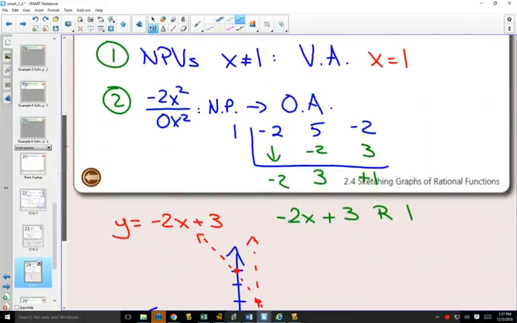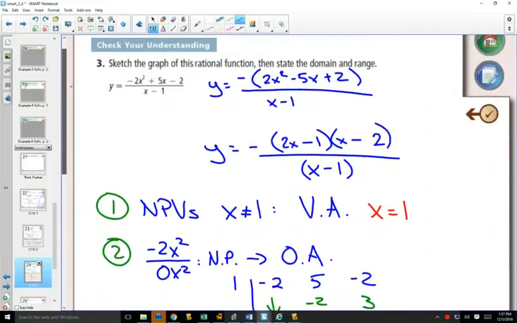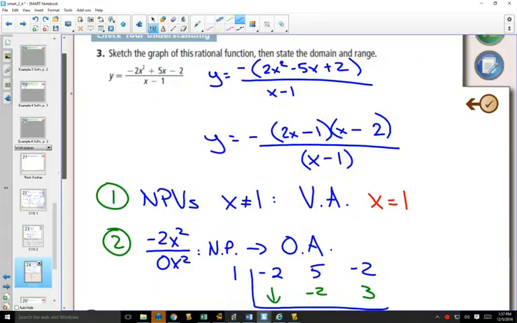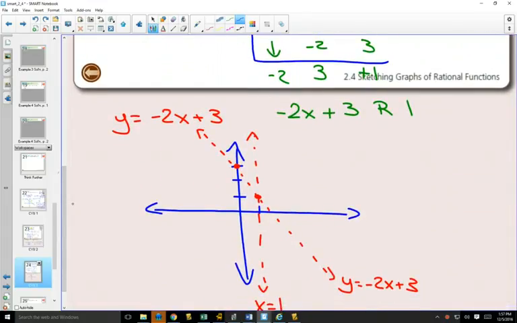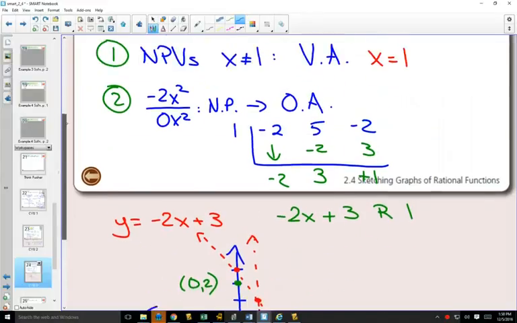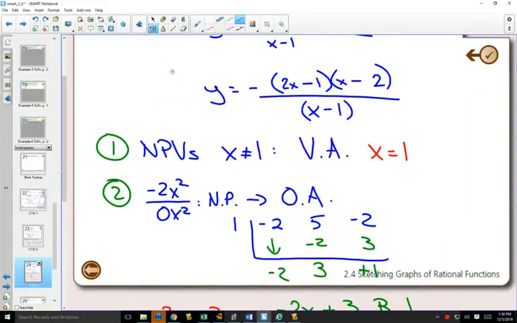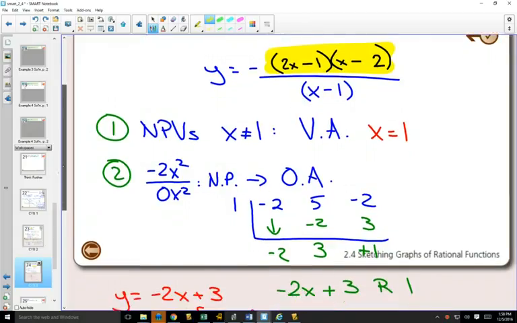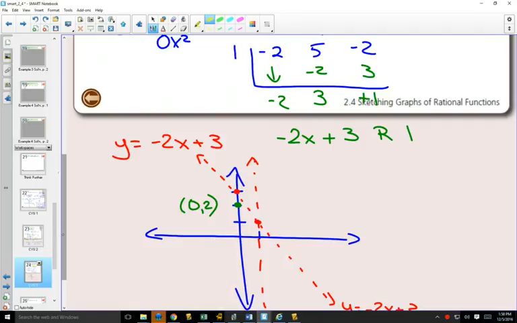If you plug in 0 for x, can you see that you would get negative 2 over negative 1? So we have a y-intercept at 0, 2. If you look at your fraction once it's been factored, and we think about putting in 0 for y, where is our numerator equal to 0? At positive 1/2 and positive 2. There's positive 1/2.